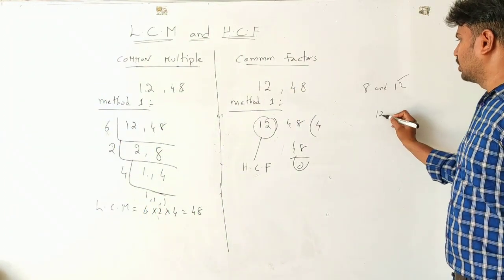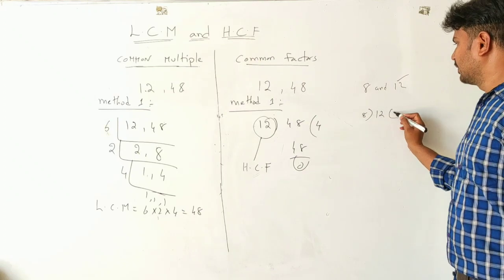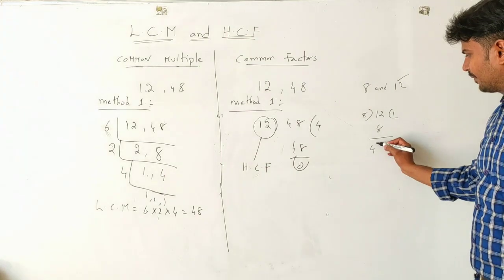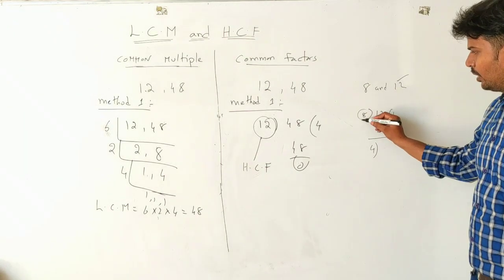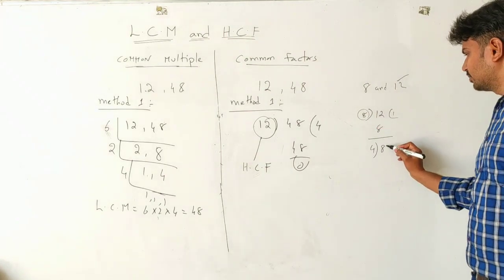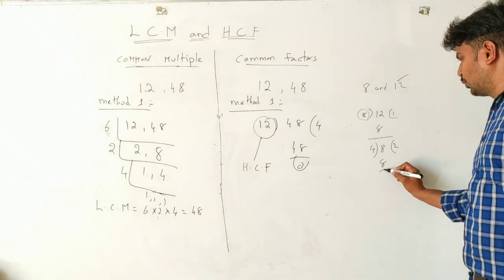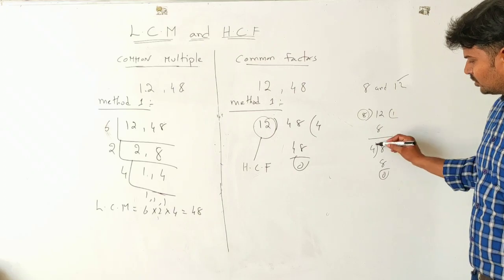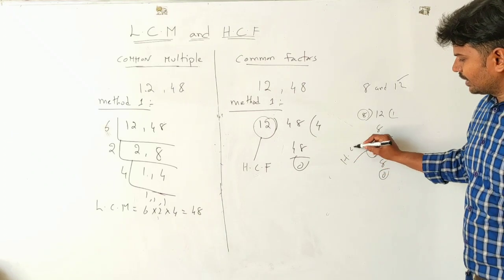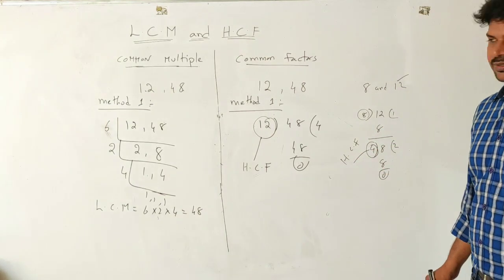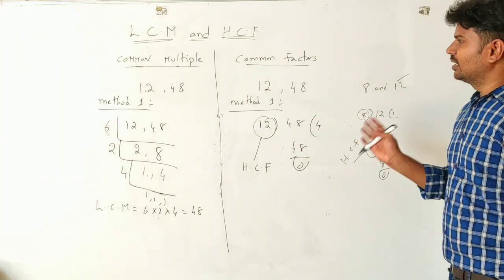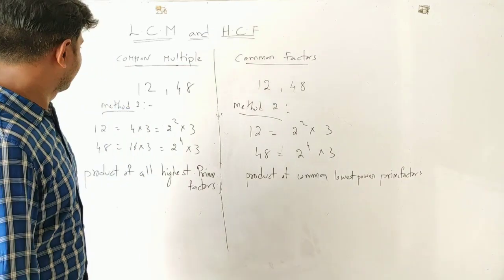Higher number is 12, lower number is 8. Divide: 8 1s are 8. What is the remainder you got? 4. Now this new remainder will act as divisor and the old divisor will act as dividend here now. 4 2s are 8. Now we got 0. So the divisor which makes this remainder 0, that is nothing but HCF. Understood? So these are common methods, like division methods, for finding LCM and HCF. Let's see method 2 here.